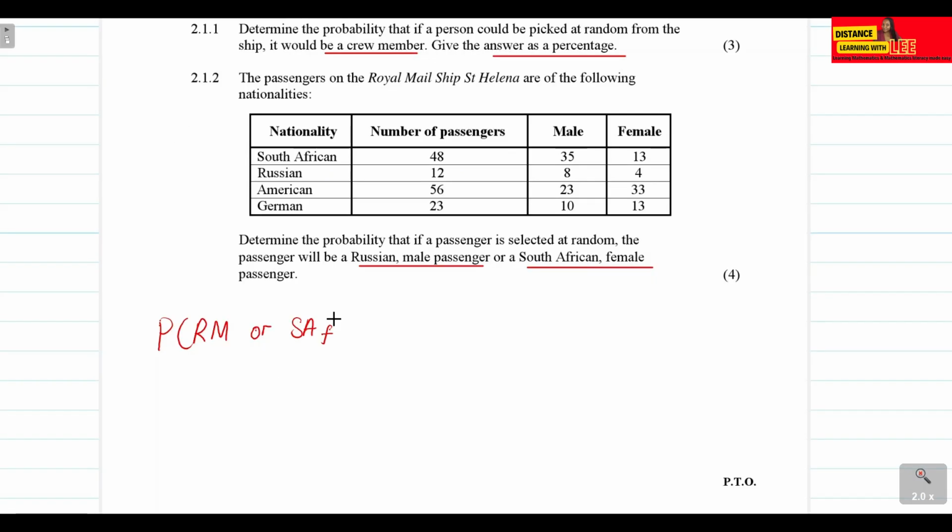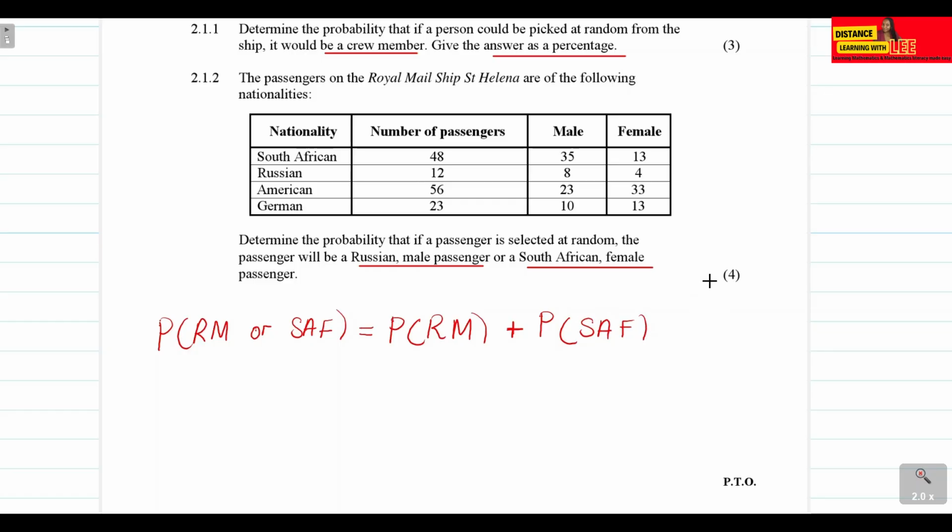Okay, so we want to determine what the probability would be if a passenger is selected at random, and that passenger is a Russian male passenger or a South African female passenger. So I'm going to write that as the probability of RM, where RM stands for Russian male, and SAF stands for South African female. How will we then obtain this probability? We're going to calculate the probability that the passenger is a Russian and a male, and then add the probability that the passenger is a South African female.